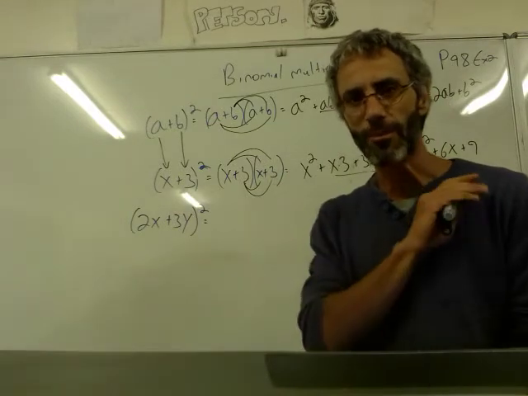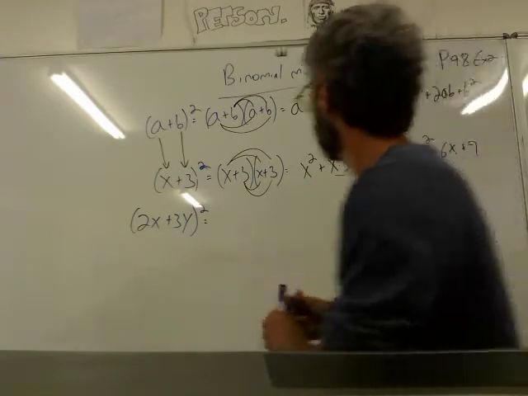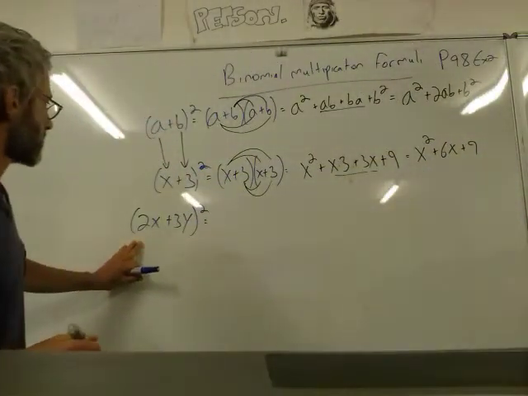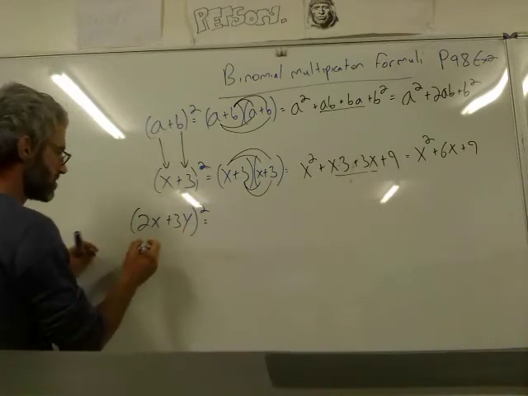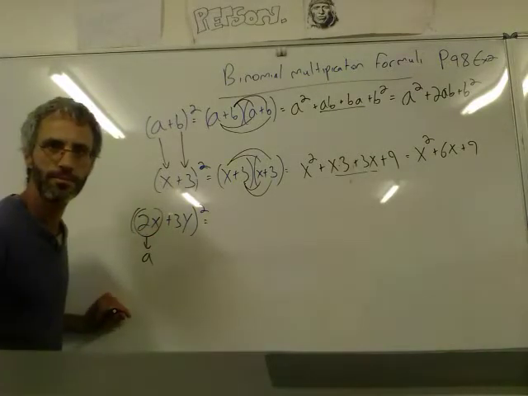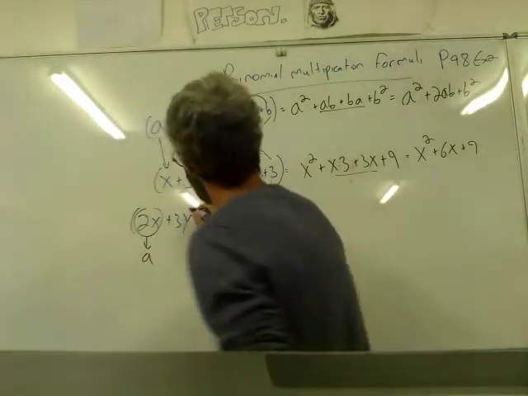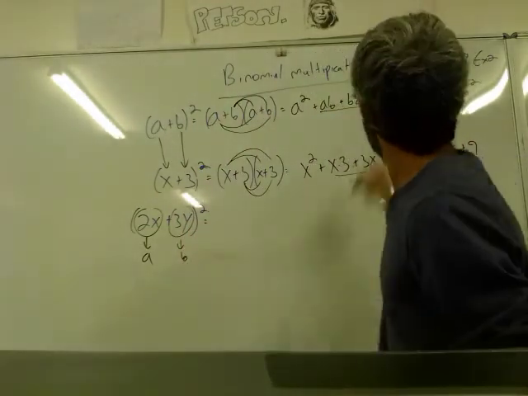Let's do one more example, which is a little bit more difficult. And this time, I'm going to purely use the formula. I'm not going to use this long way. So, 2x plus 3y, squared. Your first term is like your a. The second term is like your b. So let's look at this formula.